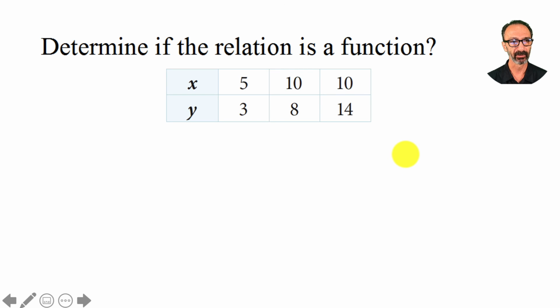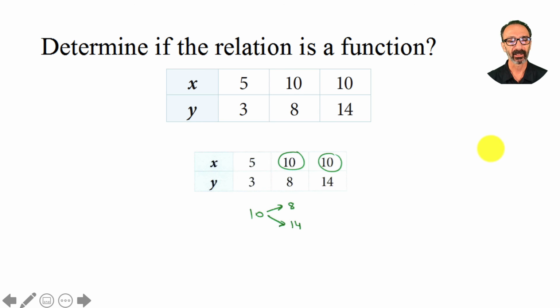Here's another example. Notice that 10 is going to 8 and 10 is going to 14. That means 10 has 2 outputs, which contradicts the condition that says exactly one output, so it's not a function. Another example, maybe that should do it for this video.